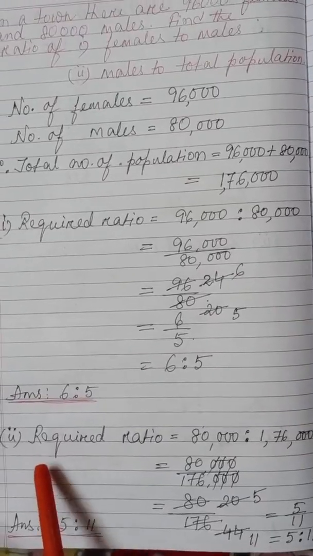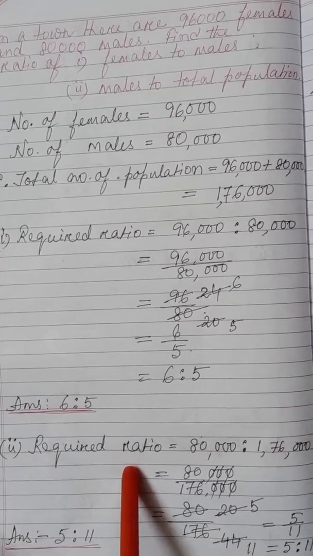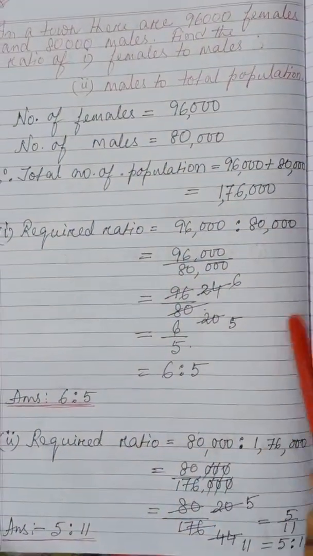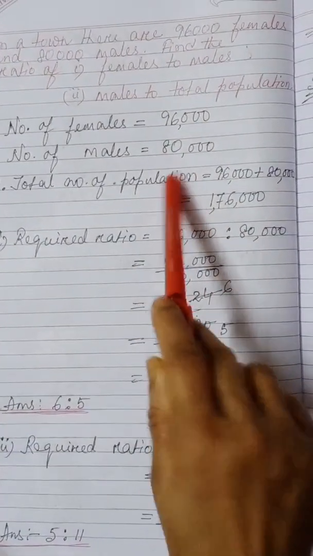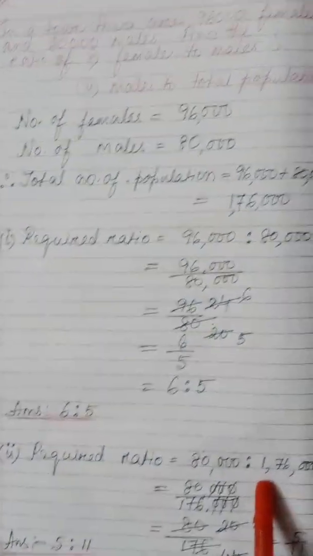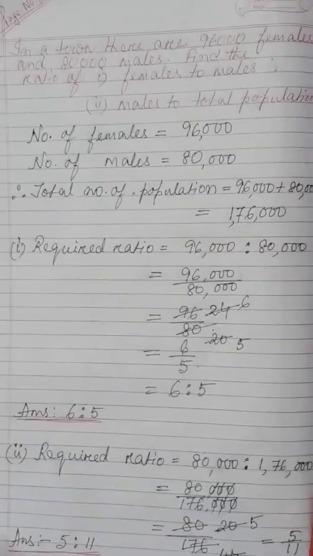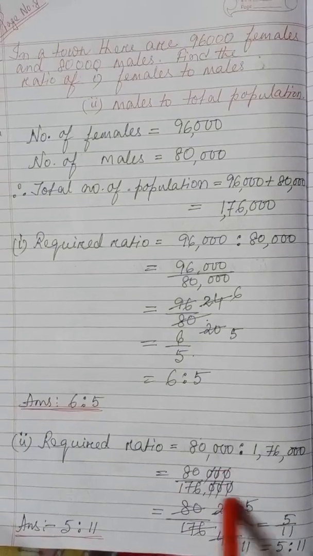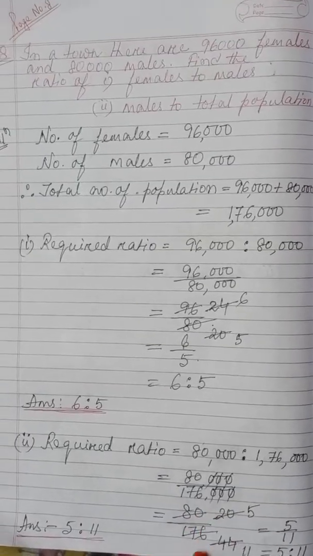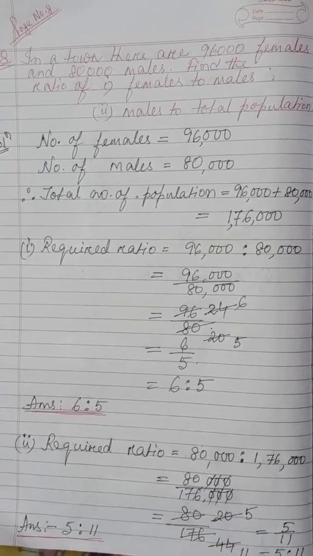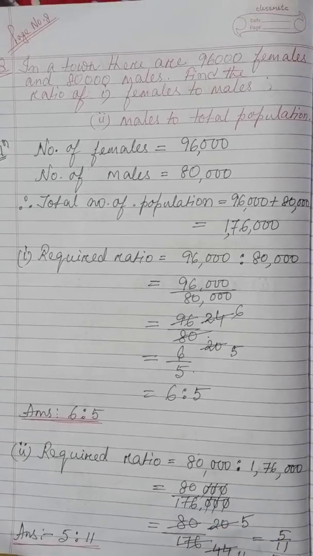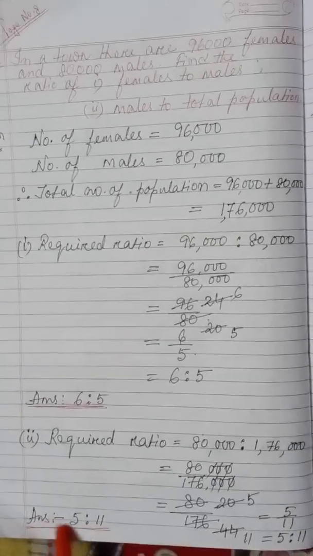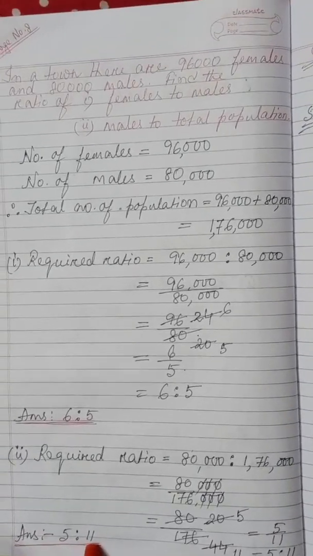Number 2. Required ratio of males to total population is equal to number of males 80,000 and total population is 1,76,000. Then 80,000 by 1,76,000, you cancel all the zeros first. Then 80 by 176. Now you cancel. After cancellation, we will get 5 by 11. 5:11. Therefore, the answer is 5:11.